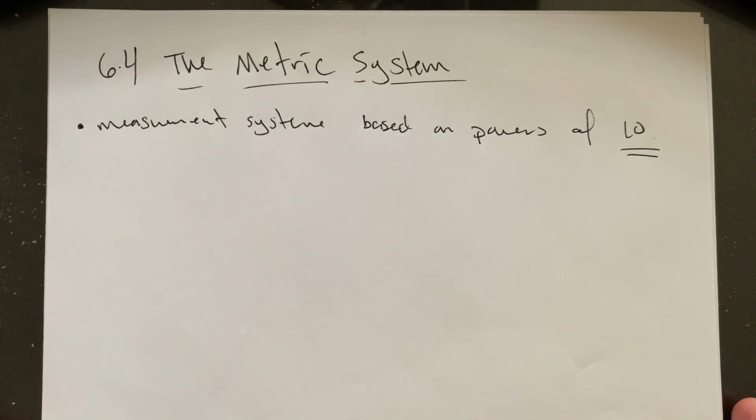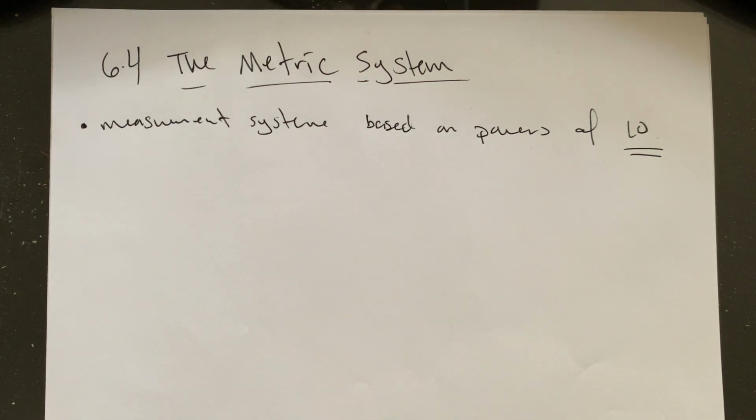This works exceptionally well with our number system, because the number system is a base 10 number system, right? Meaning that there are 10 unique digits. And as you go from ones to tens to hundreds to thousands, as you work up the digits, every time you're either multiplying or dividing by 10 to go up or go down. And so the metric system is designed in particular to work with our number system.